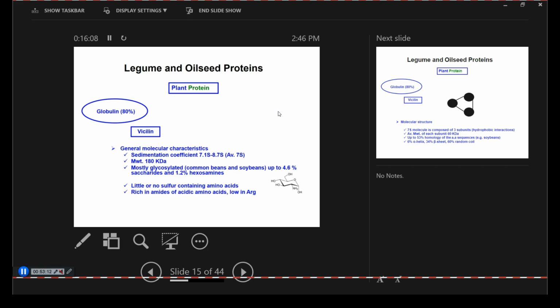Vicillin, which is the 7S, has a sedimentation coefficient that ranges between 7.1 to 8.7. So the average is 7S, and that's why we use just 7S when referring to vicillin. It has a molecular weight that is smaller than glycinin, 180 kilodalton, and it is glycosylated. So its surface is more hydrophilic. It has more hydrophilicity on the surface than glycinin has.